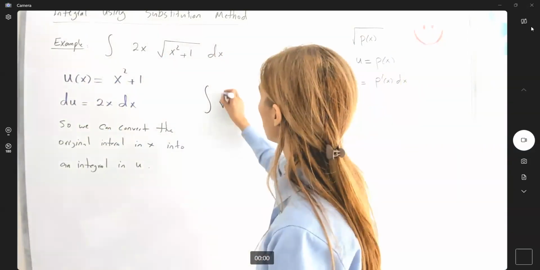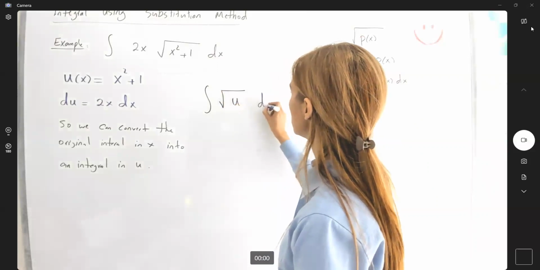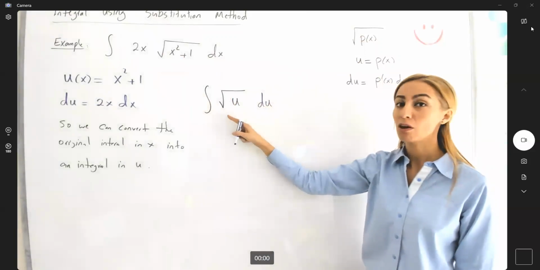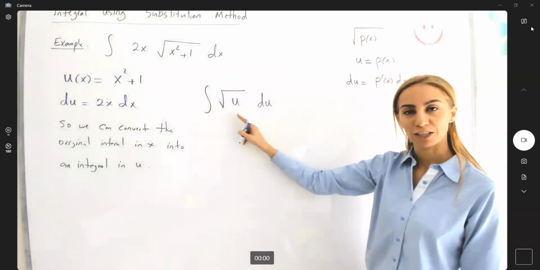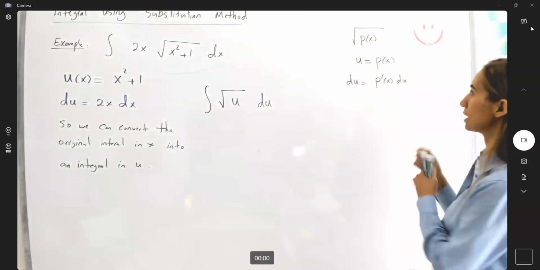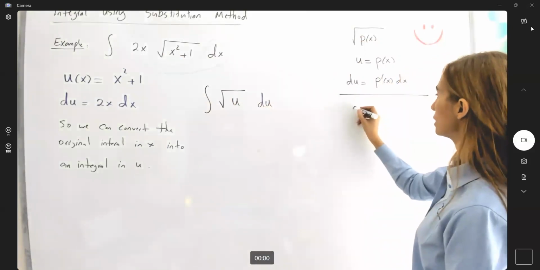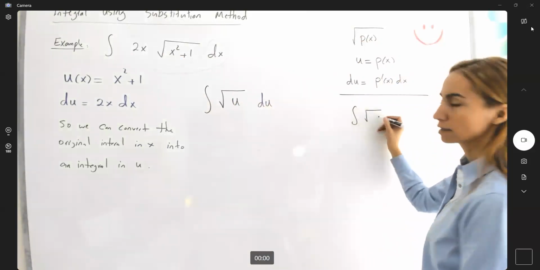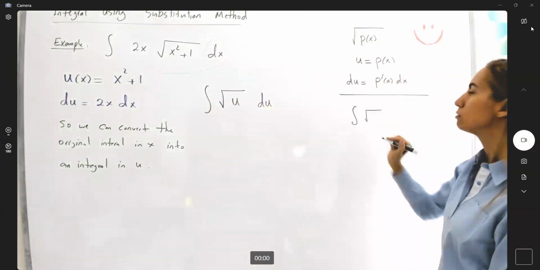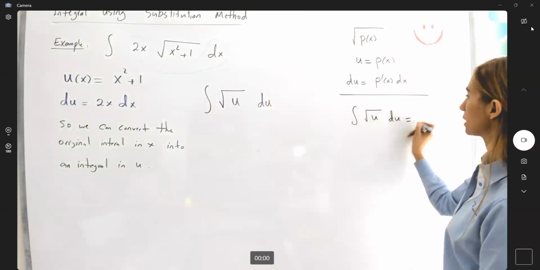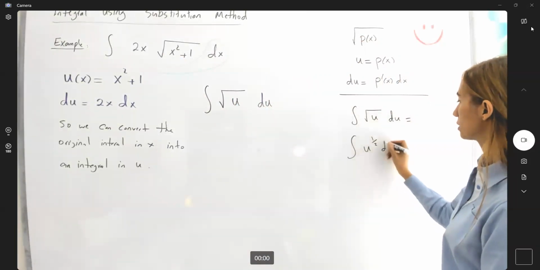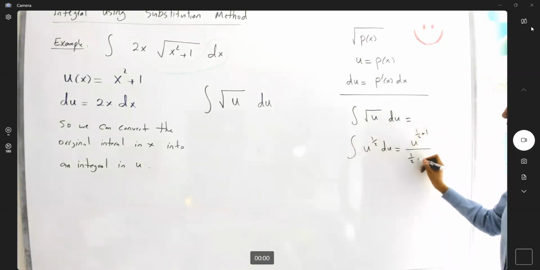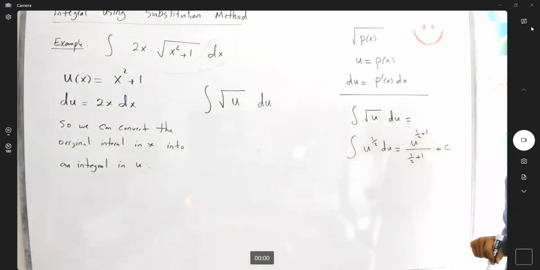You get the integral of square root of u du. From an integral in x, we converted that into an integral in u. Why? Because it's easier to find this integral. We already know that the integral of square root of any quantity like x, t, u can be written as the integral of u to a half du, which is u to a half plus 1 divided by a half plus 1 plus constant of integration, right?